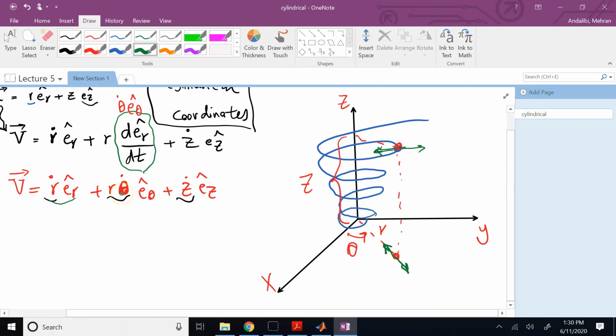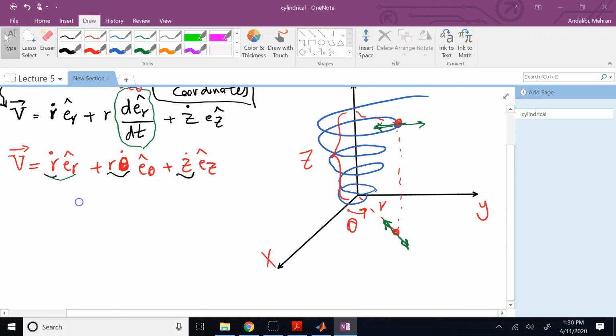What about our theta dot? Theta dot means assume for a moment that your radius does not change and your z does not change. When is it that your z does not change? When is it that your r does not change? That's when you are on the xy plane and you are going along a circle. If you go on a circle with a fixed radius r and the z is 0 or a fixed number, then there is no z dot, there is no r dot. You're just going along the circle.